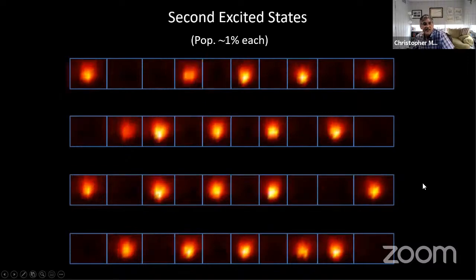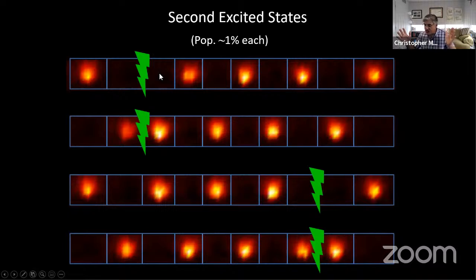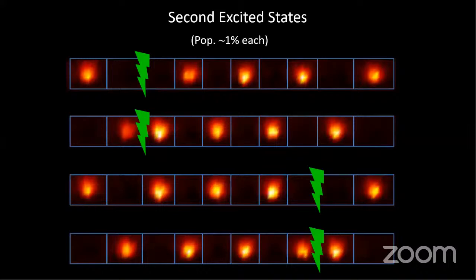The next highest states, we saw about 1% each, have domain walls that are shifted toward the edge of the chain. Again, it's not a uniform crystal, and that's why these are slightly different in energy than the first excited states. These are the second excited states. Well, we can plot the distribution of all the states. There's 1,024 possible.